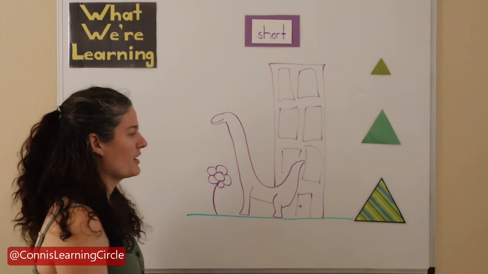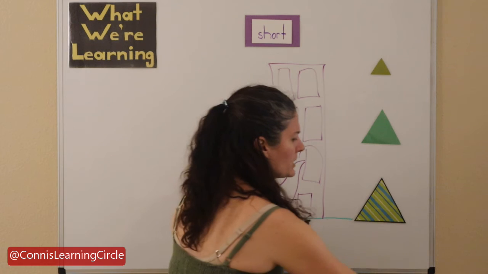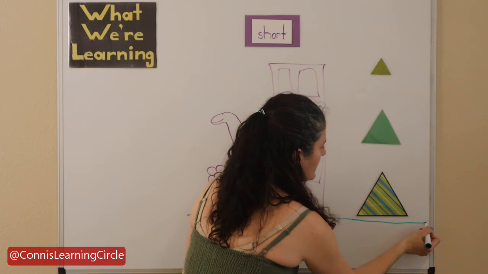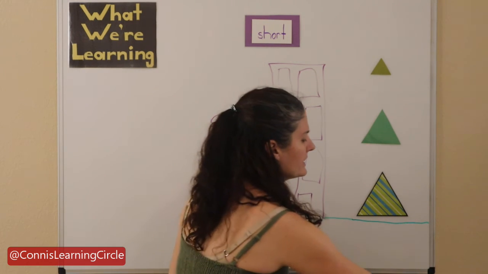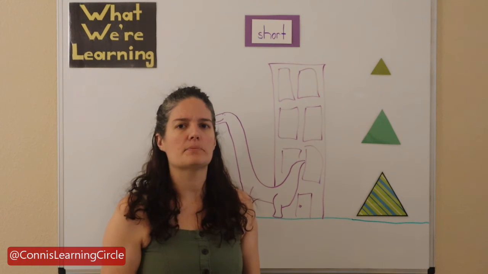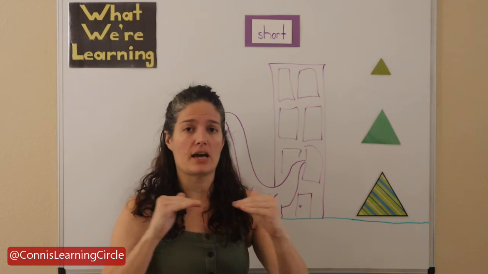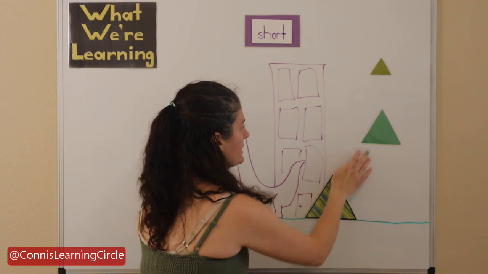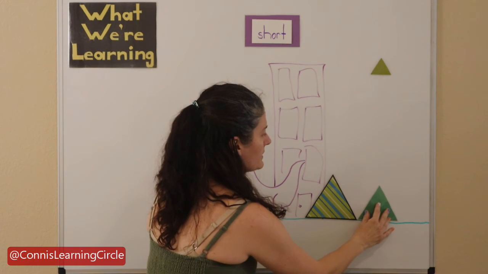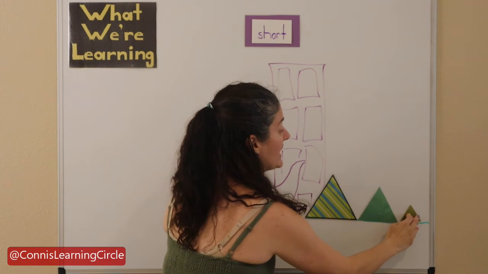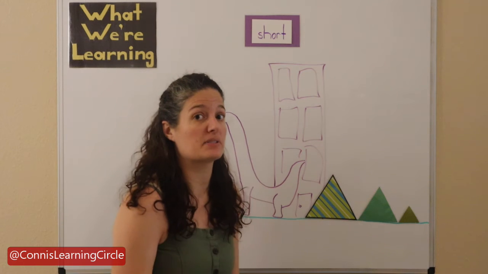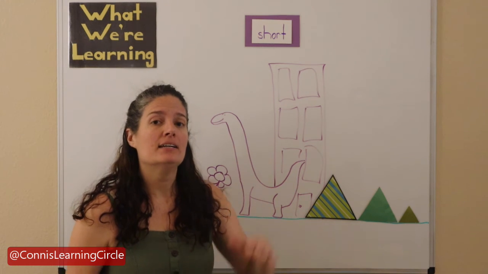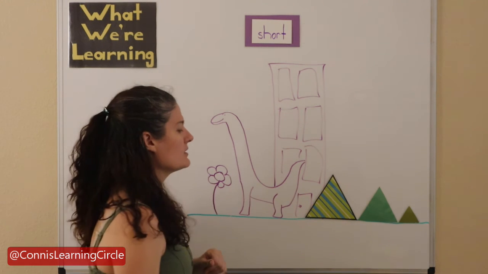Are you ready? Okay, now before we look for our short triangle, we said we need to do what? When we are looking at if something is short or if something is tall, we need to make sure that they are all sitting on the same line, right? So we have our line. We'll put our triangles here side by side on the line together so that we can compare them, because we have to make sure they're starting at the same spot. And if we're looking for something that is short, that means that it stays down low, right? Stays down low to the ground.